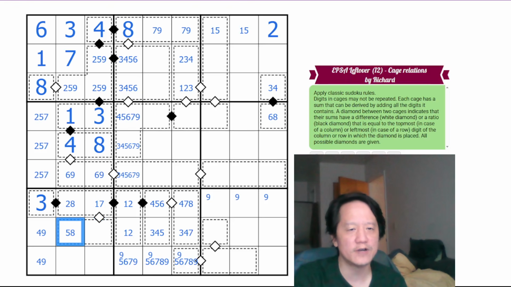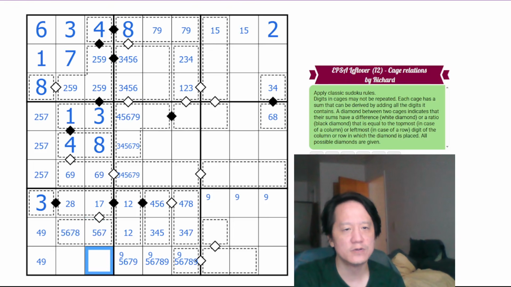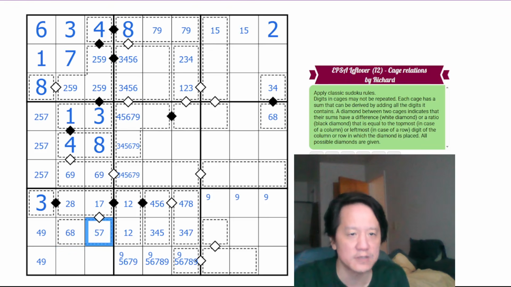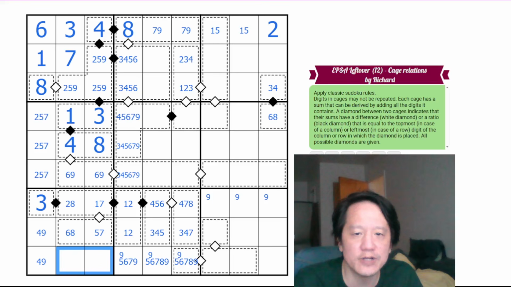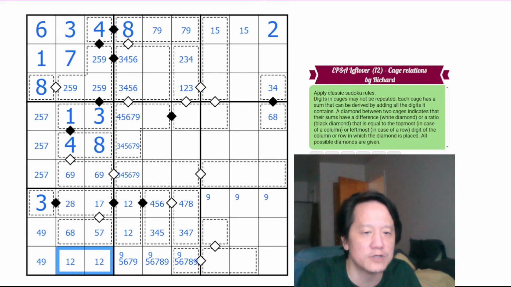So again, 5, 8, 6, 7. No 8 here because of 8 in the column, so no 5 here. No 7 here, so that means this can't be 6. So this is 7 or 8, and this is 7 or 8, which eliminates 7, 8 in the rest of the box. So this can't be 7 or 8 here. We have 1 out of 1 or 2 here. We have 1 out of 5 or 6 here. So no 1 here.